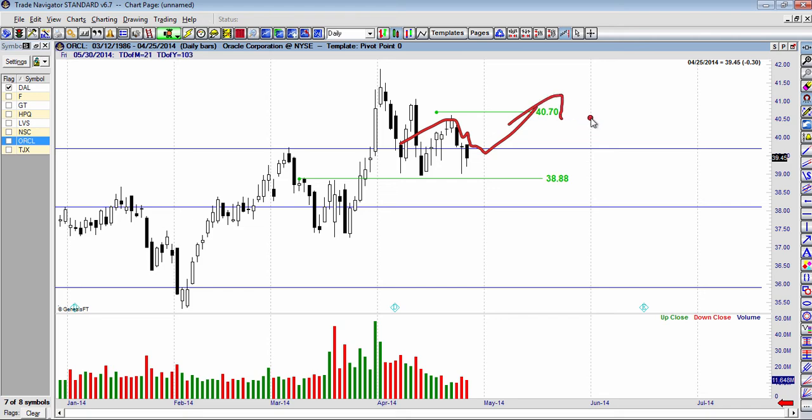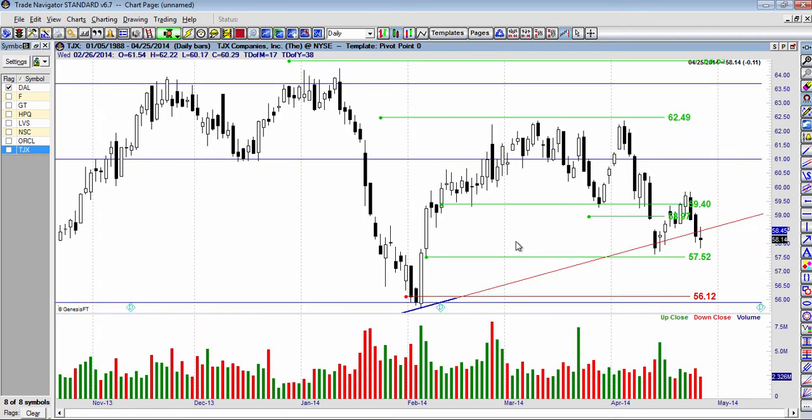Oracle, I've actually touched on in a previous video. So you can see the trade set up 40.70 bullish, 38.88 on the bearish side. I'll leave that as it is.